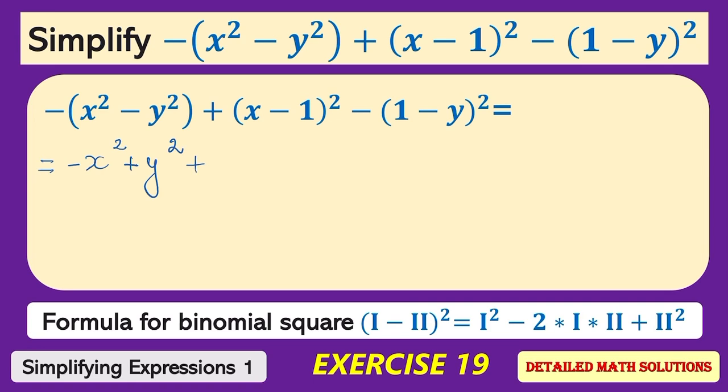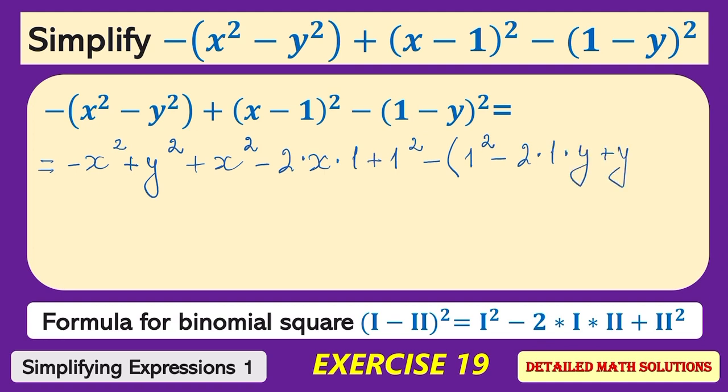Then, when I apply the formula, I have x squared minus 2 times x times 1 plus 1 squared minus, in parentheses, 1 squared minus 2 times 1 times y plus y squared. Now, negative x squared and x squared are like terms which sum gives 0, they cancel out. So what I have is y squared minus 2x plus 1.